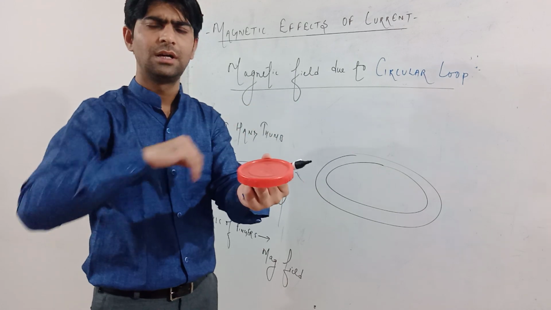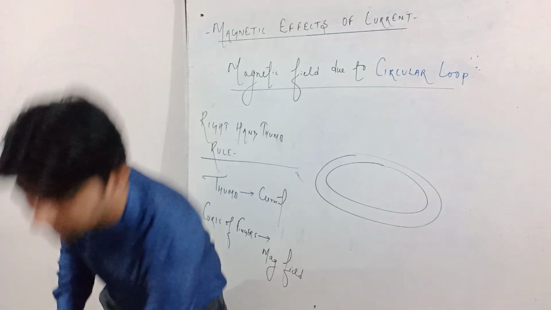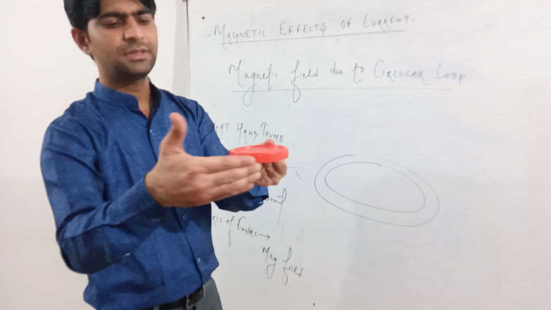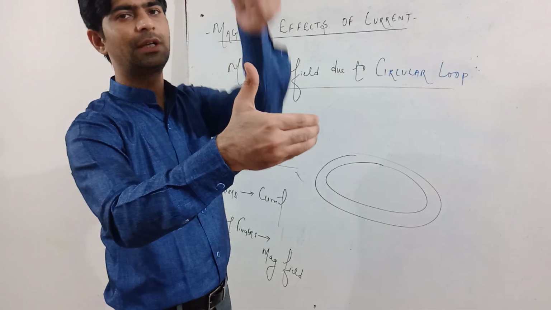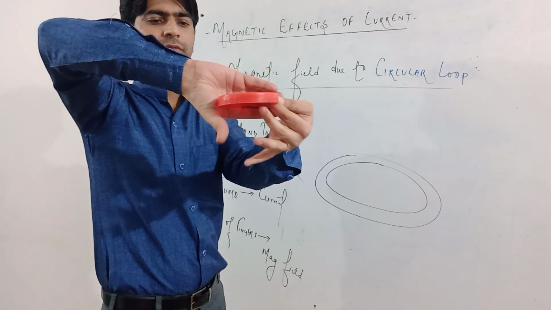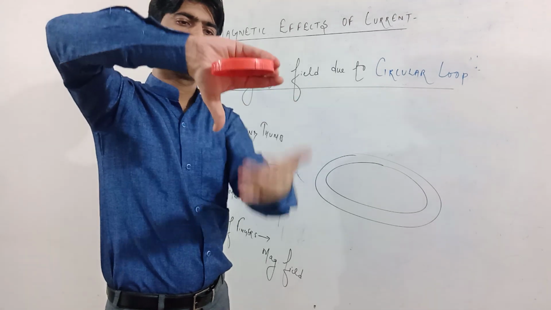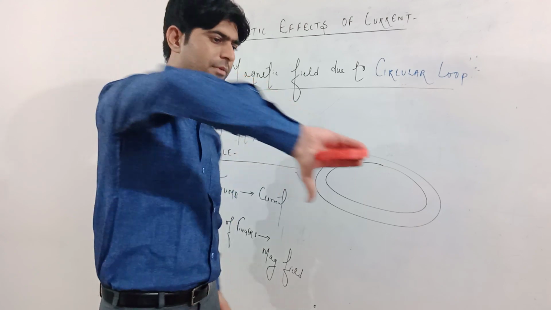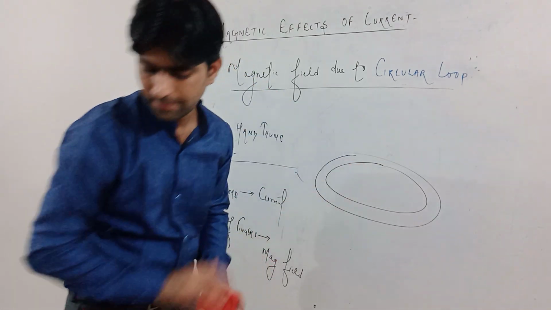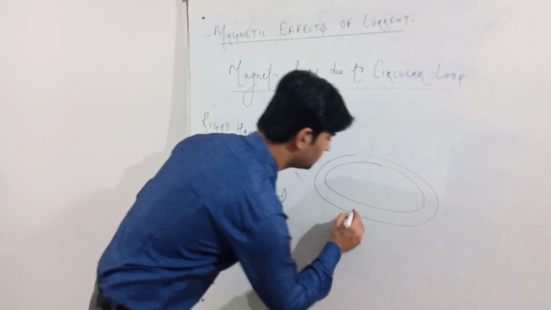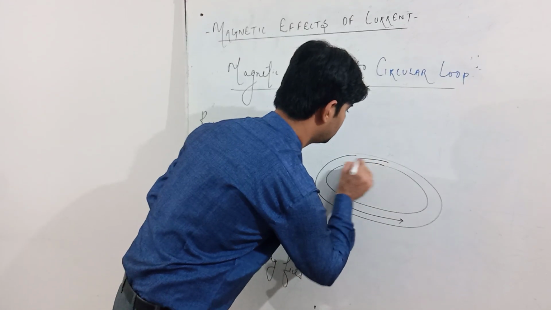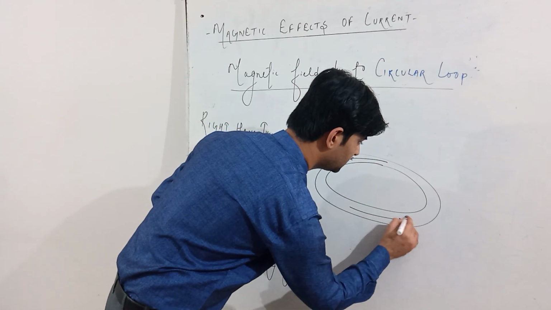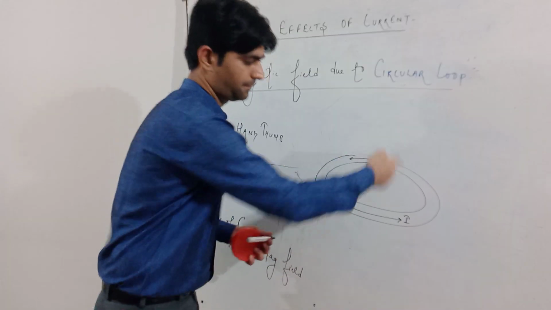I will draw this direction of current once again. I will explain first. Suppose this is the direction of current, the thumb is going upward. If this will be the direction of current, the thumb is downward. So I am taking this as a loop, and if I draw, this is the direction of current.